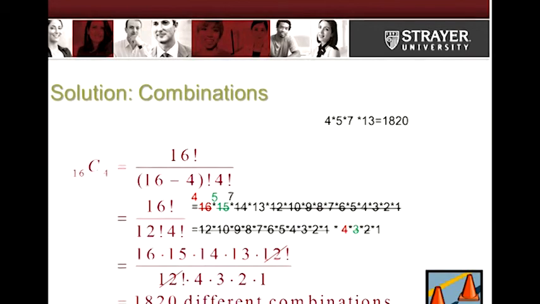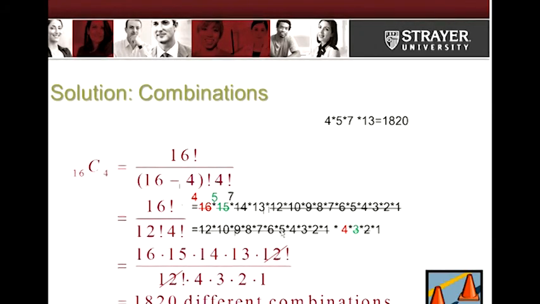To work these out with the combinations, we have 16 factorial over 16 minus 4, which is 12 factorial, times 4 factorial. Well, the 16 factorial is 16 times 15 times 14 times 13 times 12 times 11, 10, 9, 8, 7, 6, 5, 4, 3, 2, 1. The 12 factorial is 12 times 11 times 10 times 9, and so on down to 1. And then the 4 factorial is 4, 3, 2, 1. Always in a bigger number factorial, there's a smaller factorial contained at the end of it.